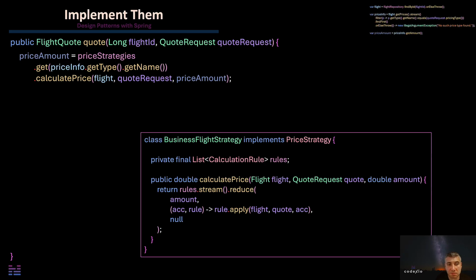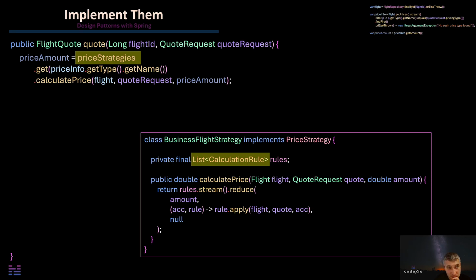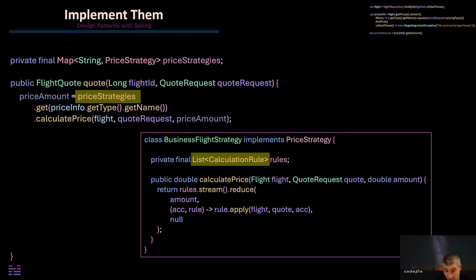So how would, let's say, the business flight strategy class look like? It can have several rules, and any of these rules can be applied, and of course the final price will be returned by that. Okay, so you say fine, we have a list of rules, we have a possible map of strategies also, but where are these things coming from? How do we have a map of our strategies? How do we have a list of our calculation rules?